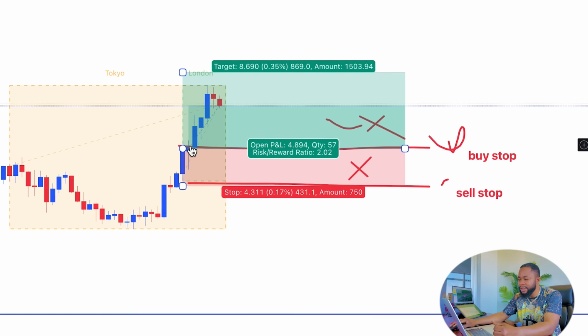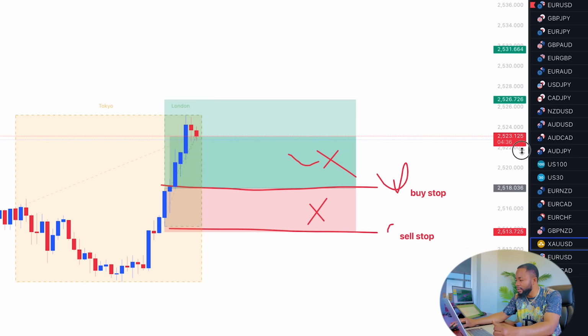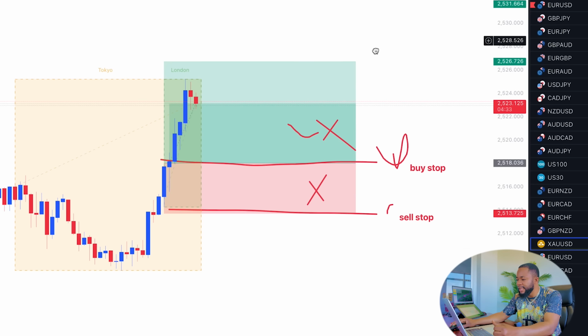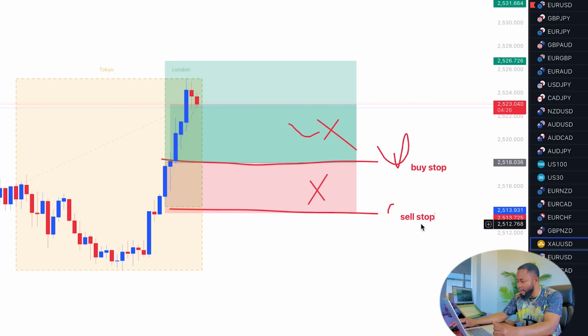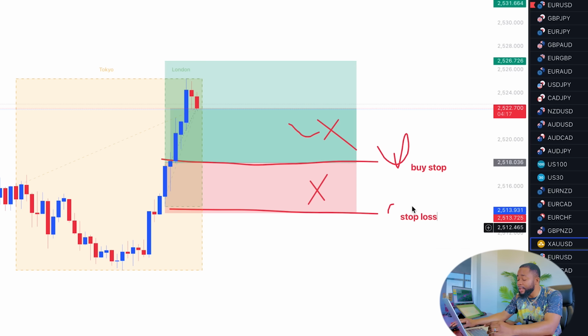Perfect. You can see what was triggered. Our buy stop was triggered somewhere here. Let's zoom this out so that you can see very clearly. Good. Right here, our buy stop was triggered somewhere here. I immediately deleted my sell stop, and now it became our stop loss. This one became our stop loss.